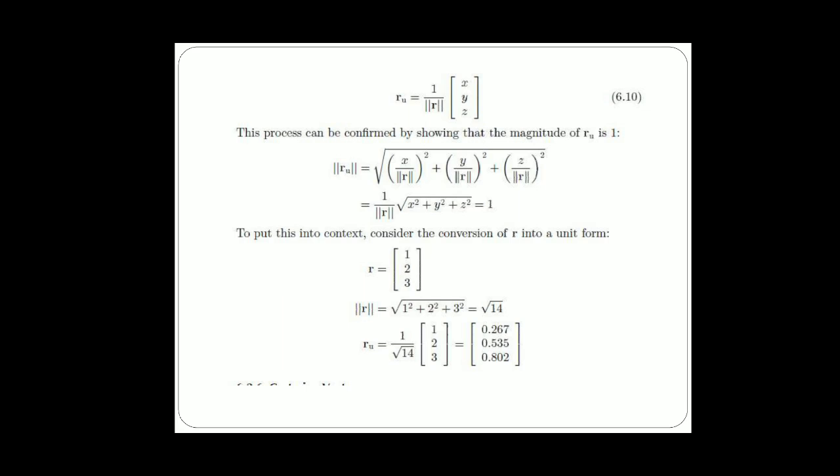If I do it in the unit form, 1 upon magnitude of R is equal to 1 upon root 14 times 1, 2, 3, which gives the values 0.267, 0.535, 0.802. This is my actual unit form when I multiply each value by 1, 2 and 3. So what is the formula for the unit form? That is the normalizing way: R unit, that is R of U, is equal to 1 upon magnitude of R times the whole matrix which is given, that is x, y, z.